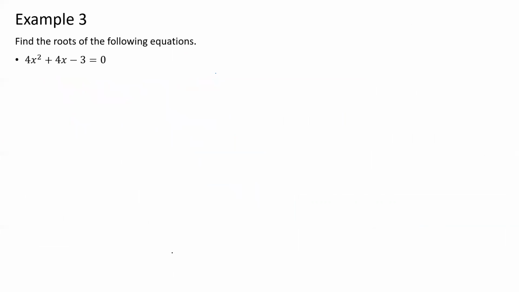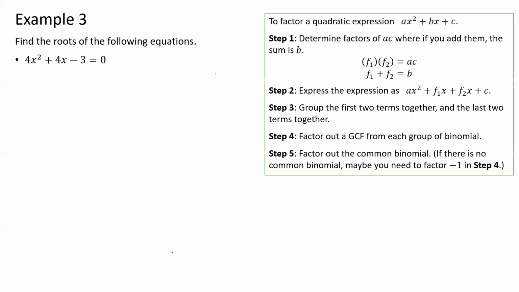Next example, 4x squared plus 4x minus 3. Again, with the same method, we want to determine AC and B, right? AC here is, where our A here is 4, right? However, our C here is negative 3. So don't forget the negative sign, negative 3. And so our AC here is negative 12. Our B here is the numerical coefficient of x, which is 4.